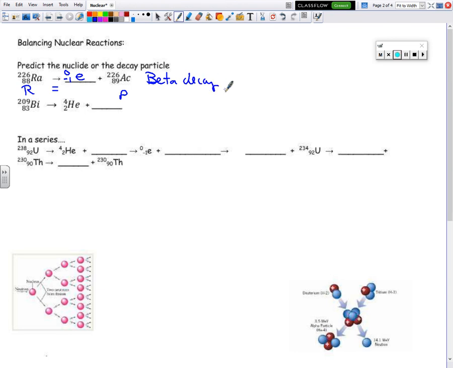This nucleus has spit an electron out of it. Don't think about it too much, because the electrons are not in the nucleus. Okay, so we have another one.